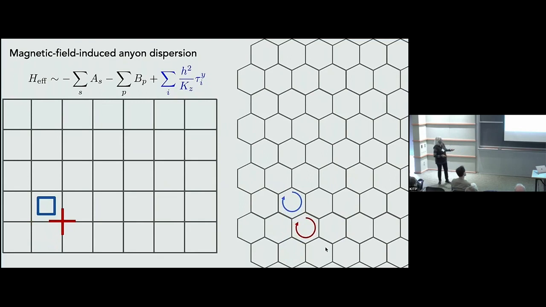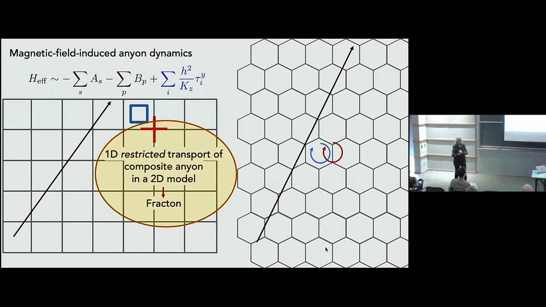This is the attempt to make some kind of an animation, but you can see that because you always move an E and M together, the excitation remains sharp. And moreover, it moves in a particular direction. So this restricted motion of this composite E and M particle is very much like a fracton-like excitation. And this is the proposal we would like to make for observation of something sharp in a spin liquid.